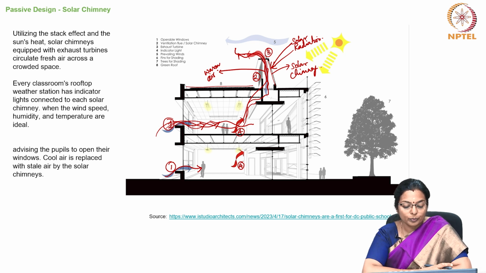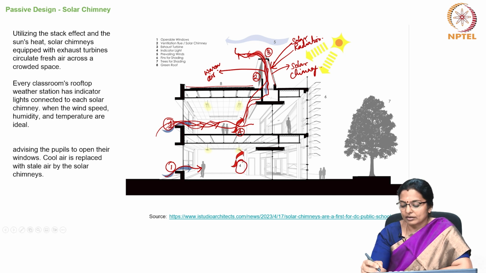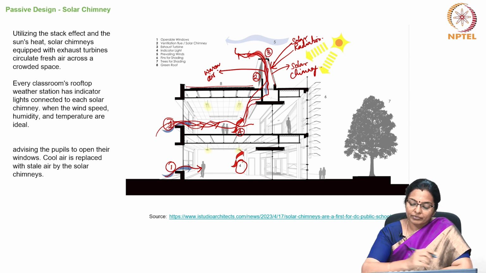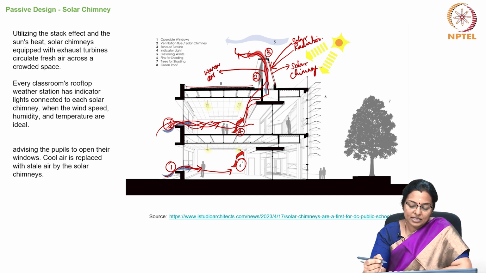Every classroom's rooftop weather station has indicator lights connected to each solar chimney when the wind speed, humidity and temperature are ideal. So, these meters, these indicators, they show the effectiveness of the solar chimney. So, when it is appropriate, the pupils open the windows based on what the indicator says. The window or the inlet is opened and cool air replaces stale air by the solar chimney.